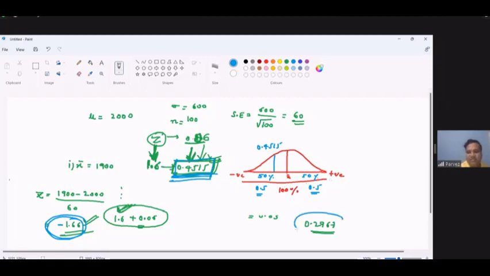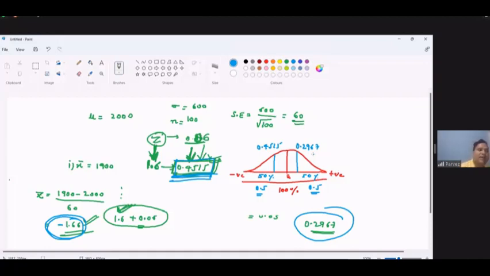This value is positive or negative? Positive. So which side will it come? Right side. Somewhere on the positive side it will come. Now check in the question what I have asked to find the probability.